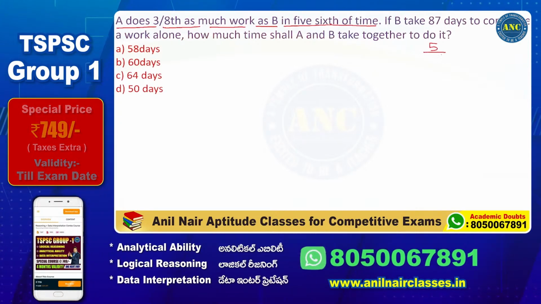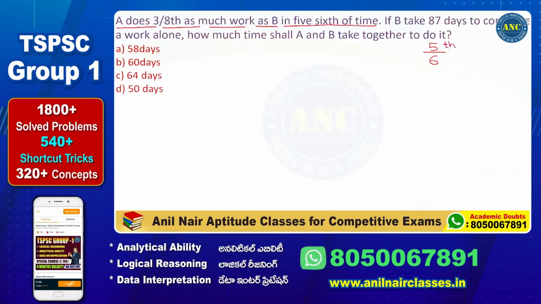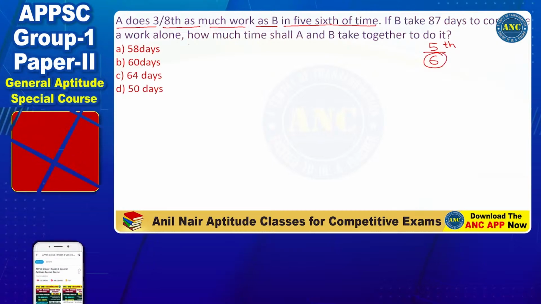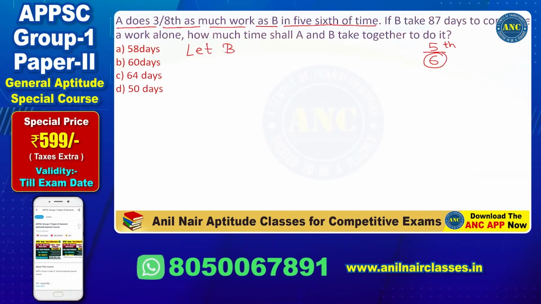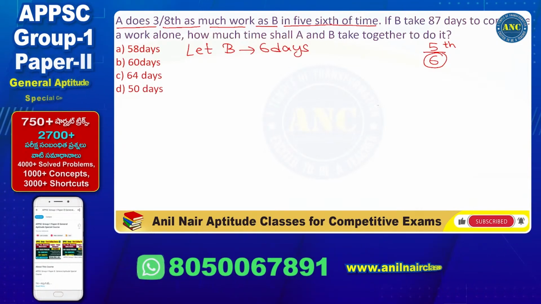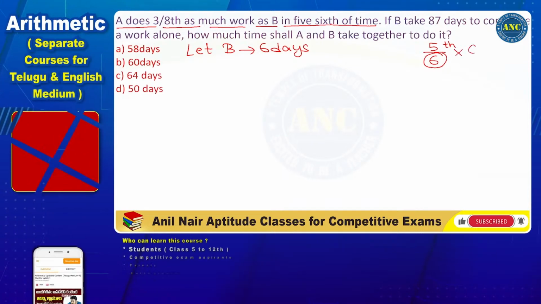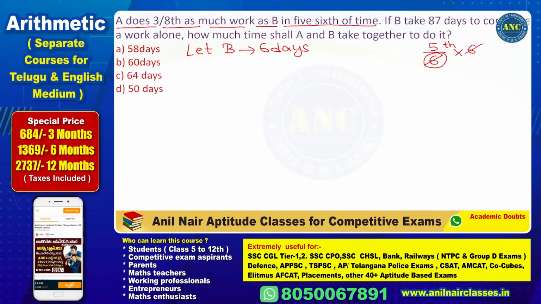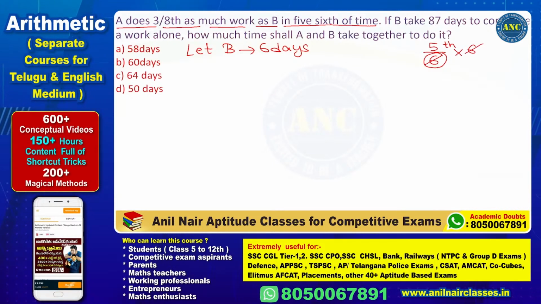Now see here, it is given as 5/6 of the time. That means I don't want this denominator 6 to be present. I want to eliminate it. So I will assume that B will take 6 days to complete the task. Why am I taking 6 days? Because in 5/6 of 6, the fraction will be eliminated. And whenever I eliminate the fraction, it will be very easy for me to solve it.